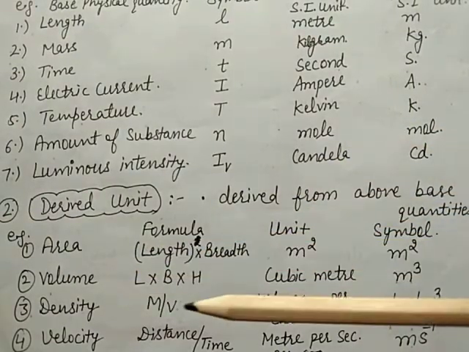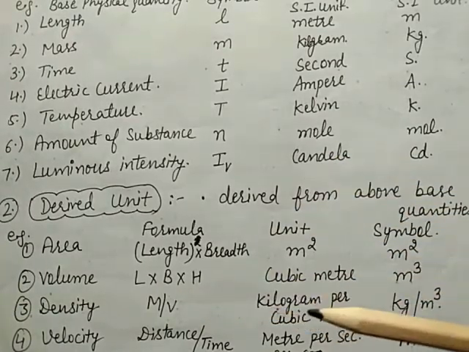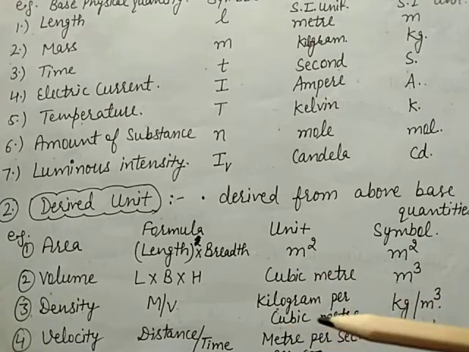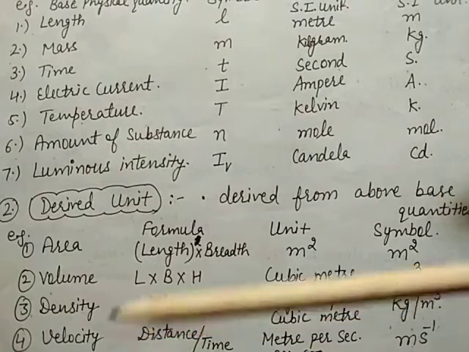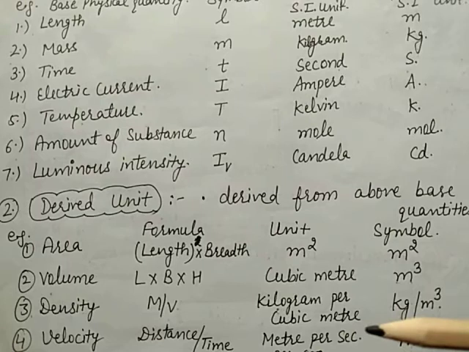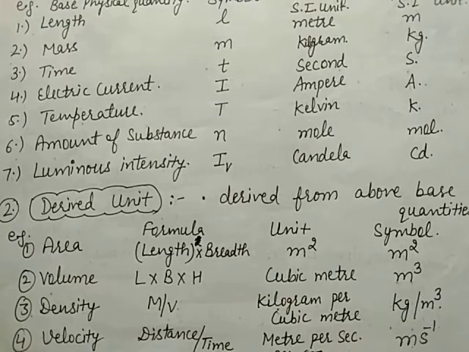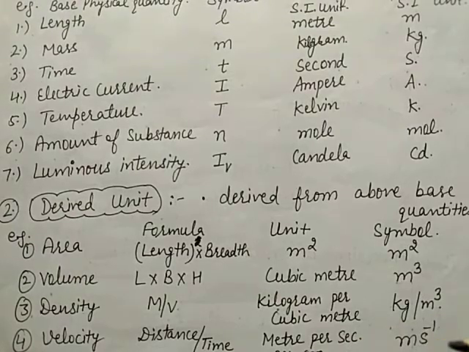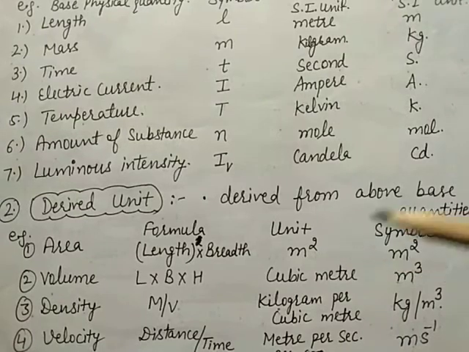Next is density. Density is equal to mass by volume. Mass is represented by kilogram and volume is cubic meter. Then kg per meter cube. Velocity is equal to distance by time. Distance is measured in meter, time is measured in second, so its unit is meter per second. All these are derived units.